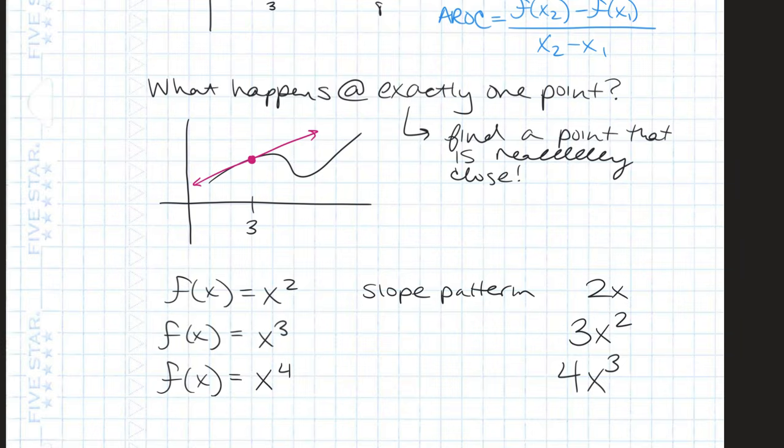Do we see the slope pattern now? The exponent just goes to the front, and then the new exponent goes down. The degree goes down by 1.